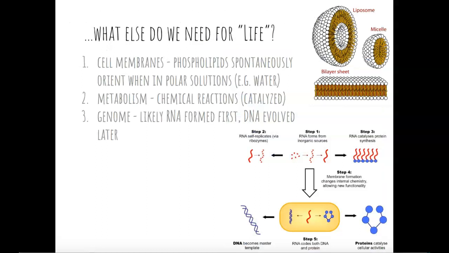So we don't just need amino acids and the building blocks of DNA and RNA for life. We need a few other things. We need cell membranes, metabolism, and a genome. Cell membranes can actually be created spontaneously when phospholipids are put into a polar solution such as water. They will orient themselves into shapes that begin to look like cell membranes. And interestingly, they will create a phospholipid bilayer.